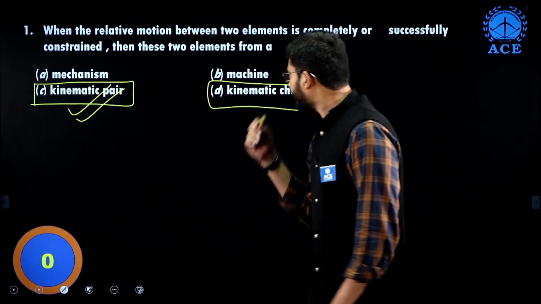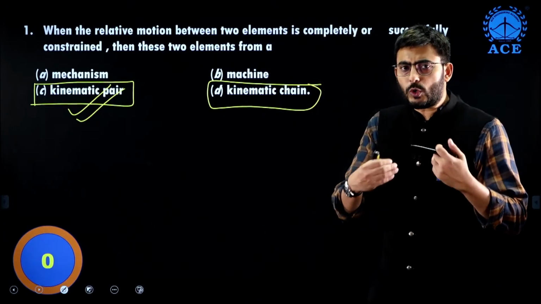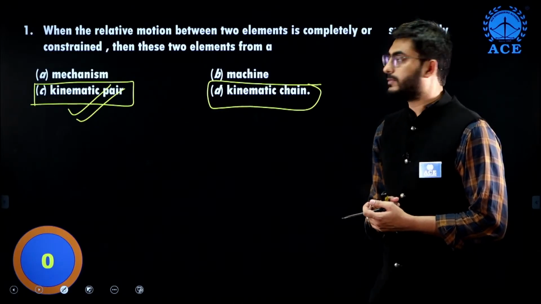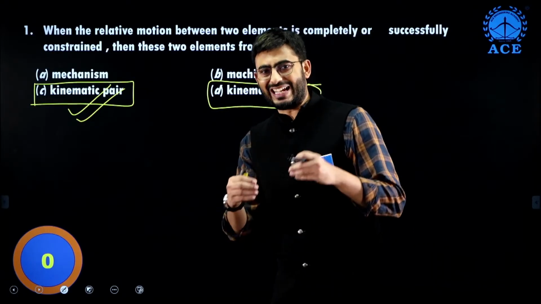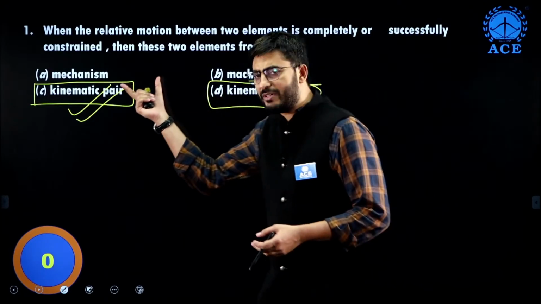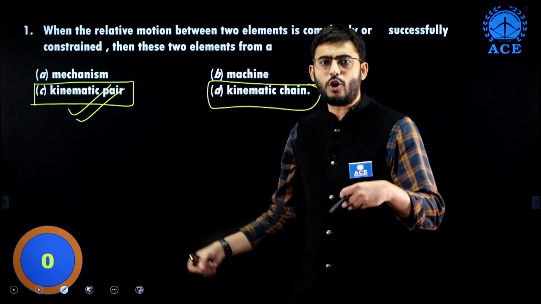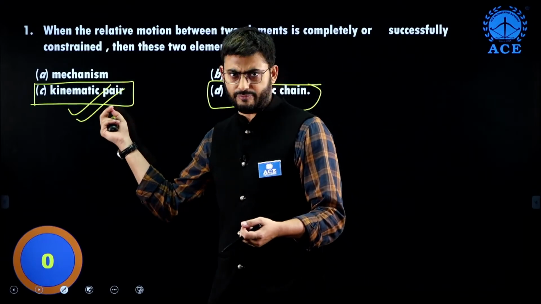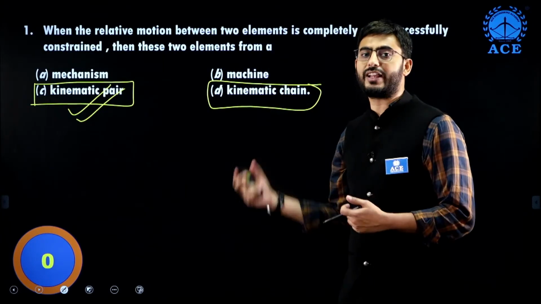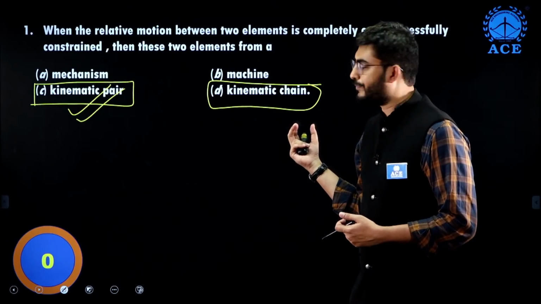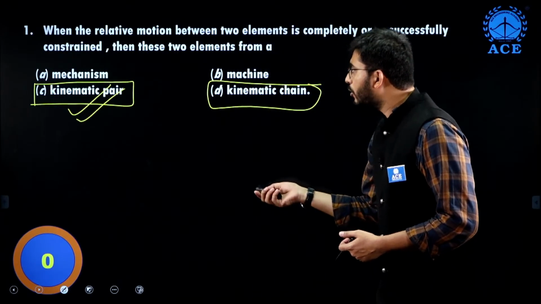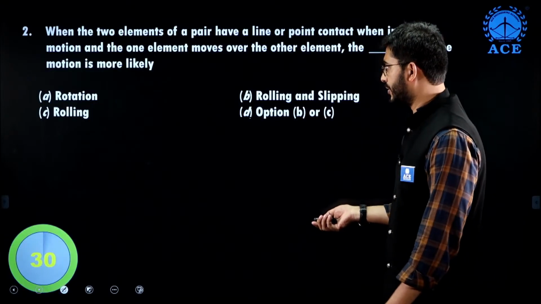One more thing, a machine is going to comprise more than one mechanism. A machine may consist of one mechanism or more than one mechanism, but a mechanism is used for transmitting or transforming the relative motion, whereas a machine is meant for performing work as well. All right, now let us move to the next question.